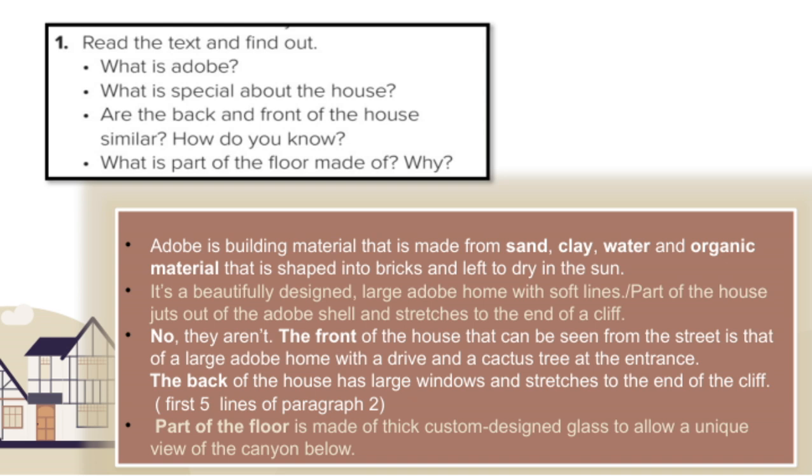It's not just functional, but also aesthetically pleasing. Part of the house actually extends out from the main adobe shell, stretching all the way to the edge of a cliff. This architectural choice creates a striking visual and offers incredible views, blending the structure seamlessly with the natural landscape. From the street, the front of the house appears quite traditional, featuring a driveway, a cactus tree at the entrance, and that iconic adobe look. It's inviting and complements the surrounding desert environment.